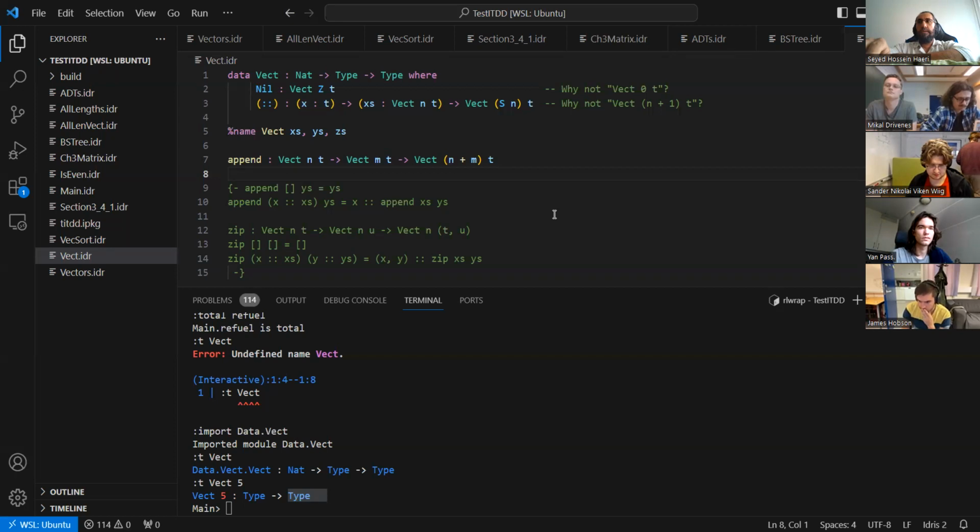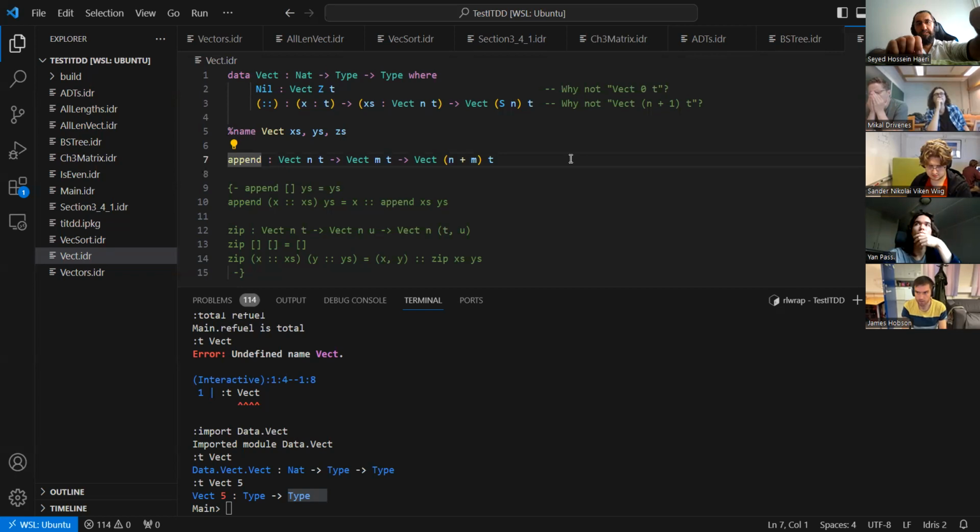Let's see. Niels, would you mind walking us through the append function? The idea here is that we take 2 vectors and we append them together to have a bigger vector. So a vector of size n of t's and a vector of size m of t's will give us a vector of n plus m t's, right? Now please walk me through the TDD.